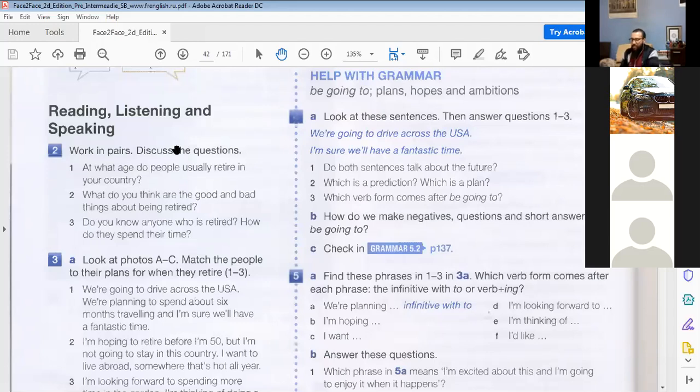What do you think the advantages are of being retired, not having a job? Spend more time with family. More free time. Have more free time to do something with the family. Yes. That's also true.